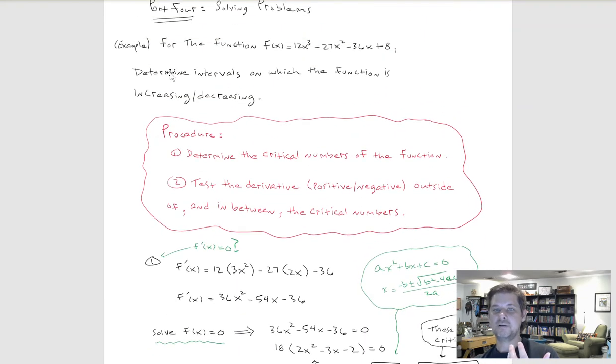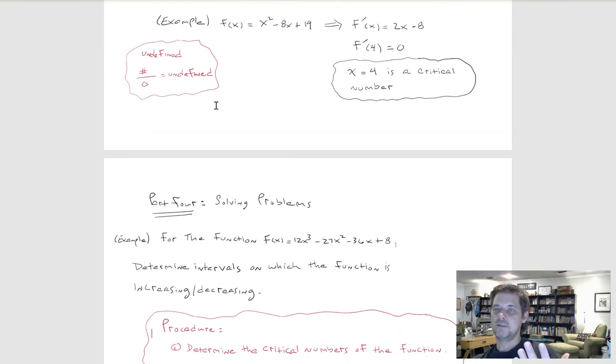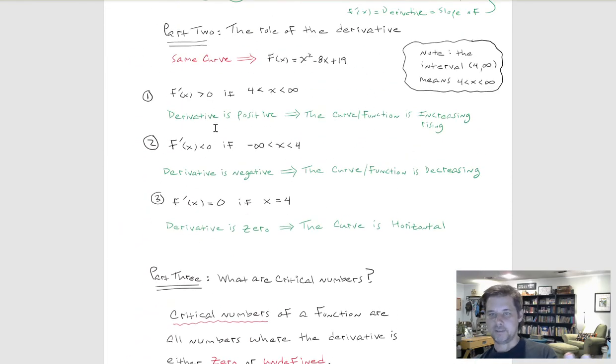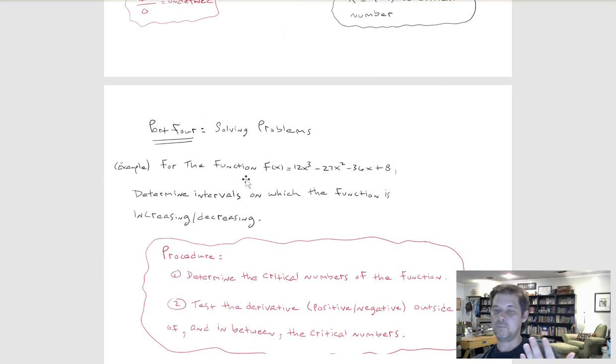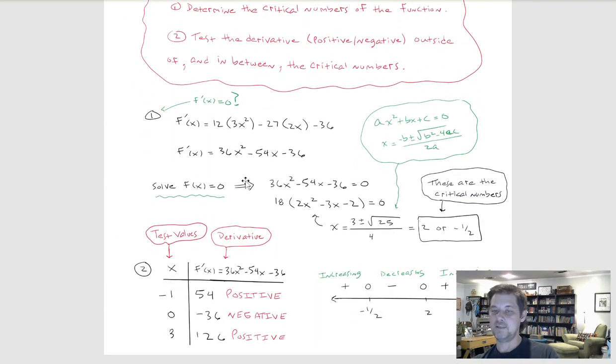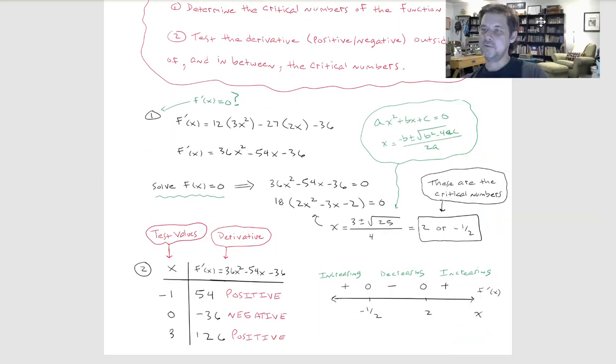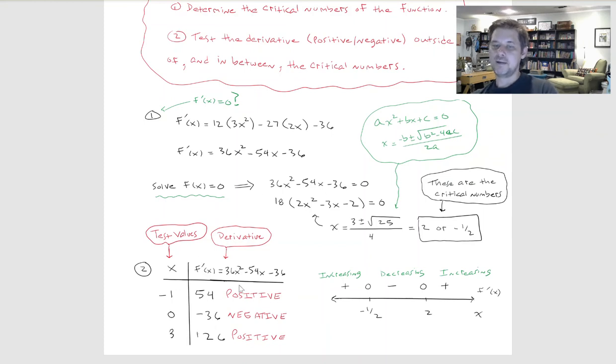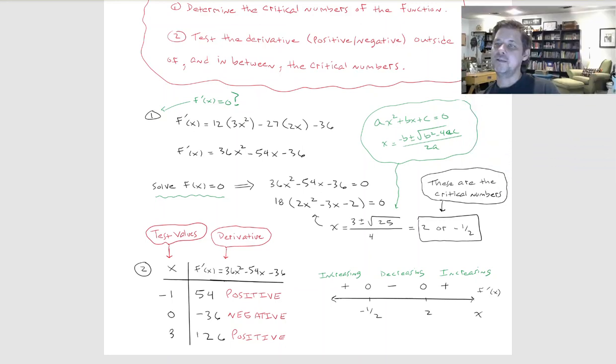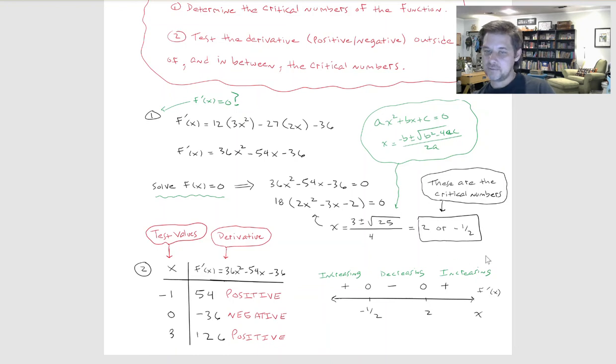If I want to figure out where a function is increasing or decreasing, then, well, if it's increasing, the derivative is positive. If it's decreasing, the derivative is negative. I just need to figure out when it is positive and when it is negative. So here's how I'll do it, okay? I'll set up a little table of test values, and it says choose values outside of and in between the critical numbers. So I found these critical numbers.